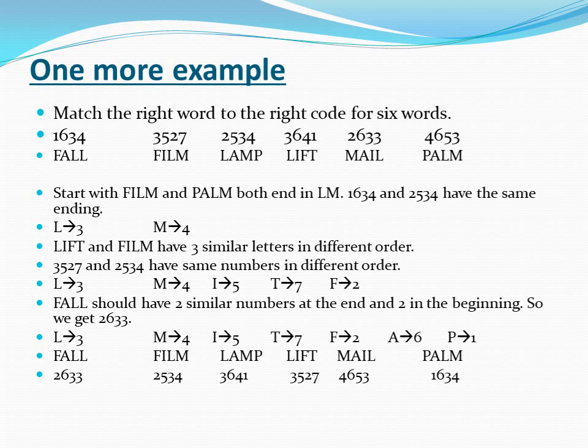So now you've cracked most of the number code. Using this, you can easily solve fall as 2633, film 2534, lamp 3641, lift 3527, mail 4653, and palm is equal to 1634. Hope you understand the concepts explained, guys.